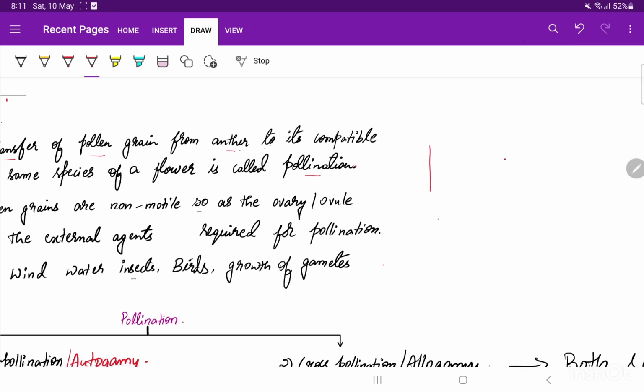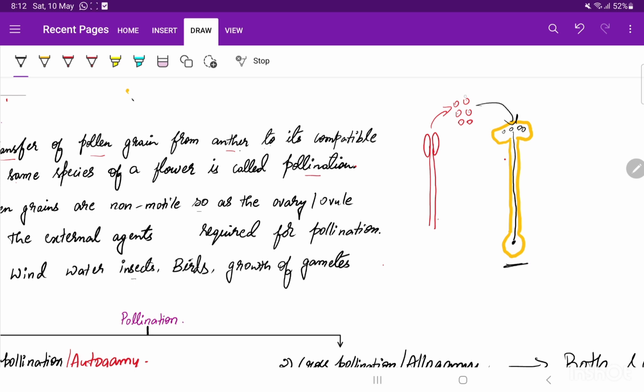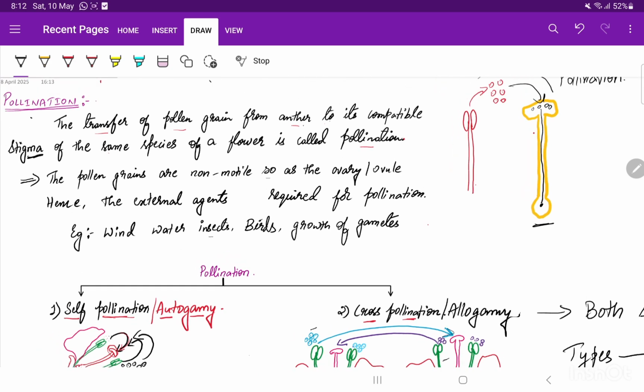Let me explain. If this is a stamen with anther producing pollen grains, this is another, style or pistil, ovary and stigma. The pollen grains fall on this and further fertilization takes place in the ovary inside. This process of transfer is called pollination. Clear?